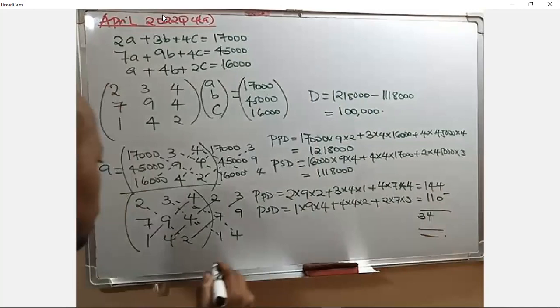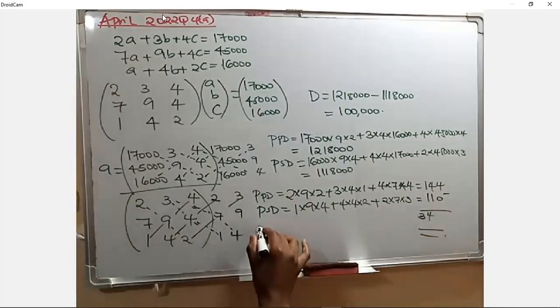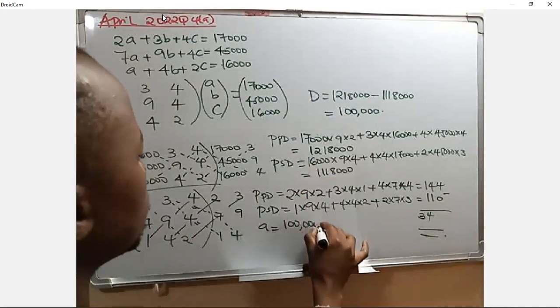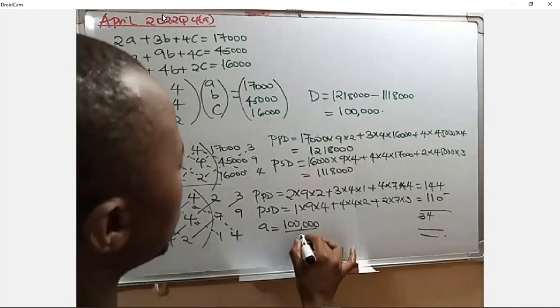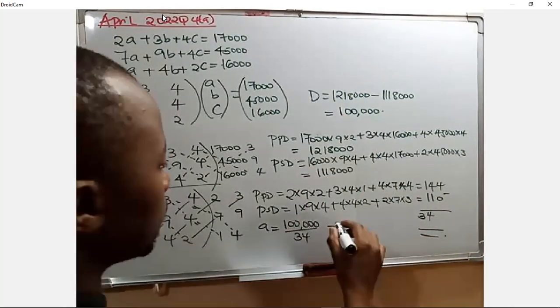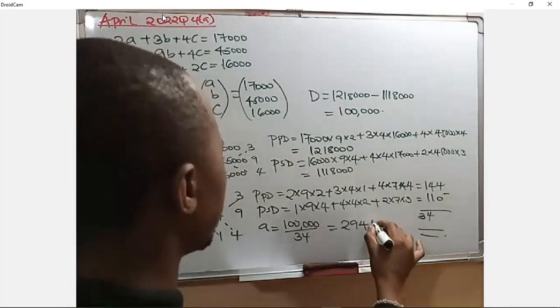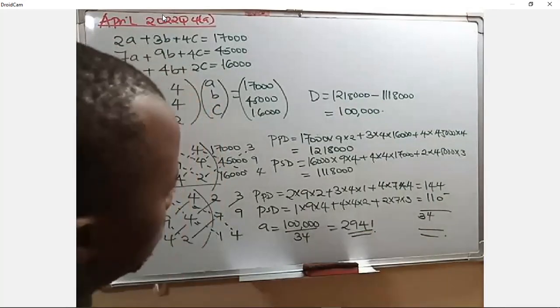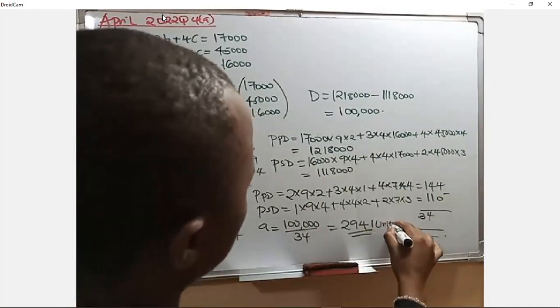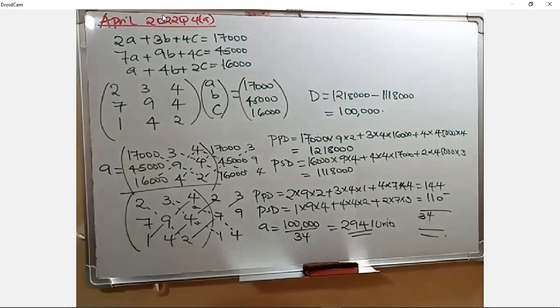34. Yes. Now to get the value of A, I just need to take 100,000, right? I divide by 34. So 100,000 divided by my answer here, I'm getting 2941. And this should be units. 2941 units. Now let us go and calculate for B.